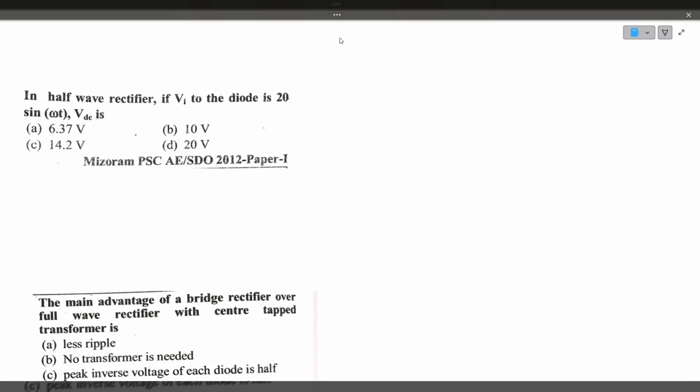In the half wave rectifier, if Vin to the diode is 20 sine omega t, what is VDC? VDC is equal to Vm by pi. We know the formula. Vm is 20, divided by pi is equal to 6.37 volts. So the answer is option A.